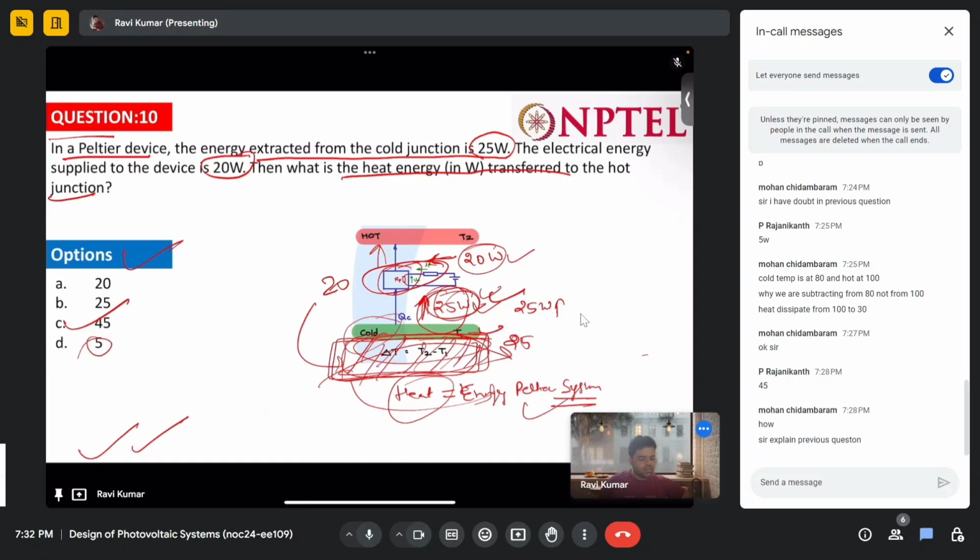Because this colder part, what do you think? This 25 watt extraction will be continuous only when there is some source towards the colder junction. If the colder junction is not having any source, then this 25 watt would be infinite. So can it reach minus infinite temperature, or 0 Kelvin? No, it won't. 25 watt extraction can take place only if there is some heat dissipation towards this colder junction, and the heat dissipated at this colder junction will be equal to the heat or energy taken by the Peltier system. That's why we say 20 plus 25 equals 45.